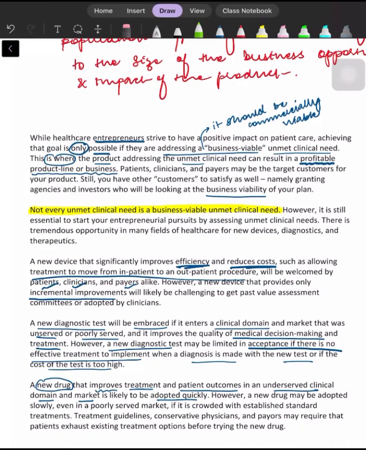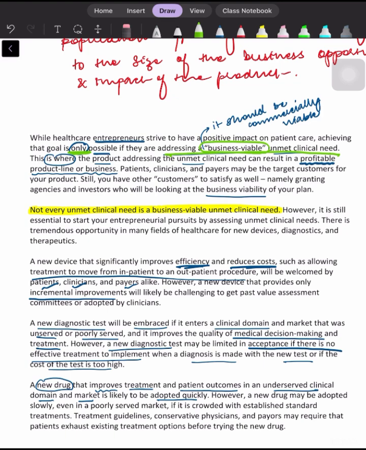Okay, so then they said that while healthcare entrepreneurs strive to have a positive impact on patient care, achieving that goal is only possible if they are addressing a business viable unmet clinical need. That is what it means. If you are a healthcare entrepreneur, even if you're not business minded, for a disease you would want to have a cure, right? You're doing it out of kindness, or you had someone, god forbid, in your family who suffered that and you want to have a cure for that.